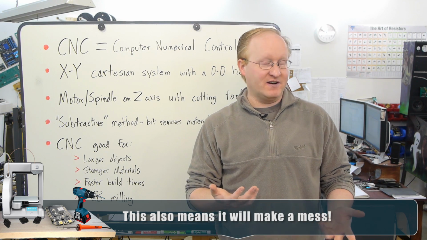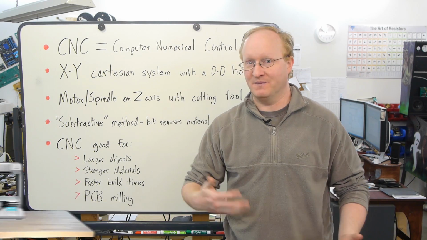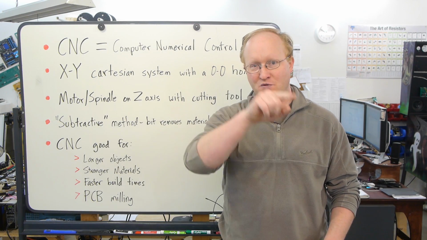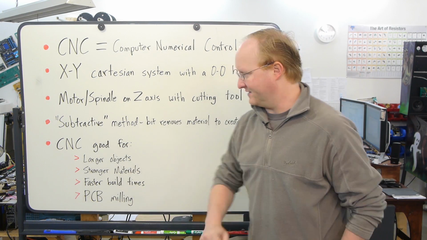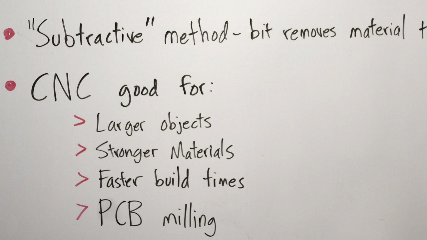The advantage there is you don't have to add all the material for something large like a desk. You only remove the parts you need to reveal the pieces. CNCs are good for larger objects, as I just mentioned. Things that need to be stronger. You can cut things out of wood, plastics, metal, whatever you want really, as long as you're conservative with your bit speeds. The build times are faster.